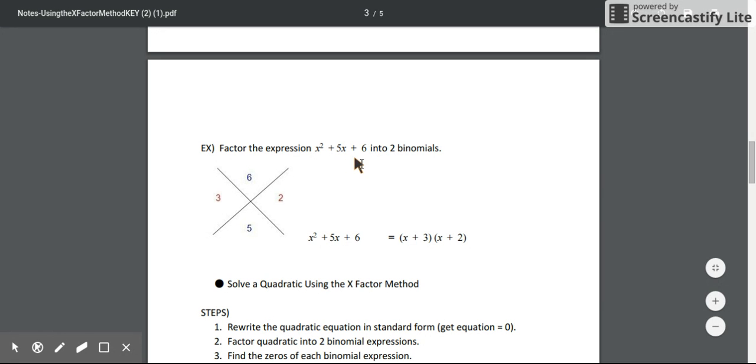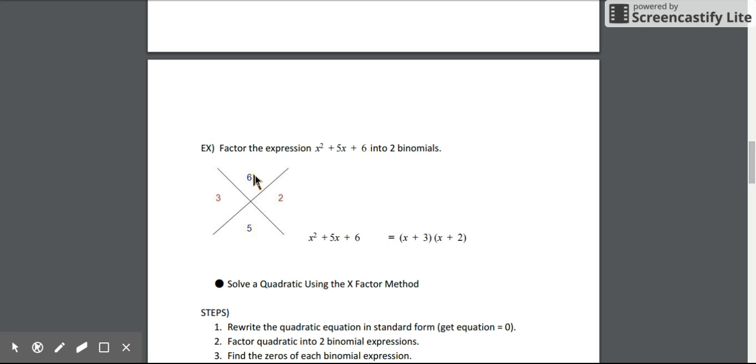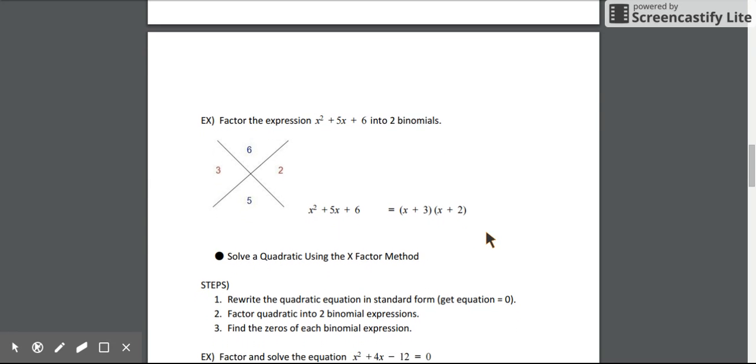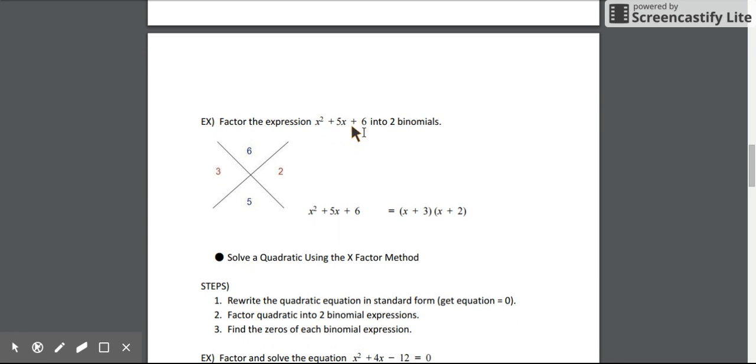Let's factor this expression. So a is 1, c is 6, so 6 times 1 is 6. I'm going to put that up at the top. My b term is positive 5. I'm going to put that on the bottom of my x. And then factors of 6 that add up to 5, or two numbers that multiply to 6 that add up to 5. That would be positive 3 and positive 2. So I'm going to put x plus 3 in one binomial and x plus 2 in another, and that's the factored form. We could FOIL to check it, and we should get back to that original quadratic.